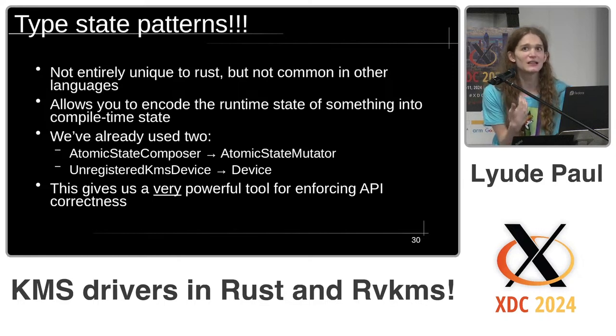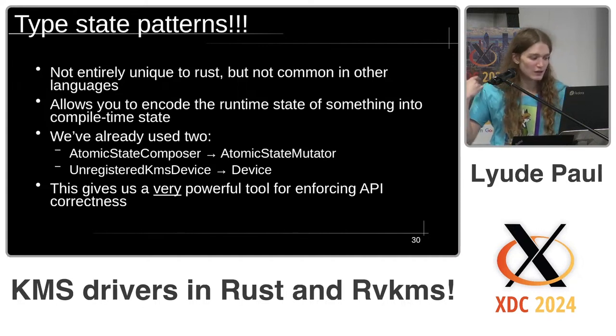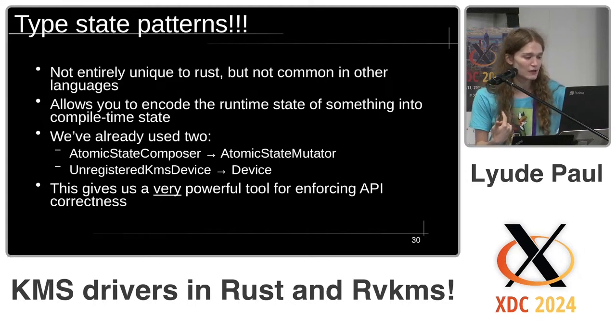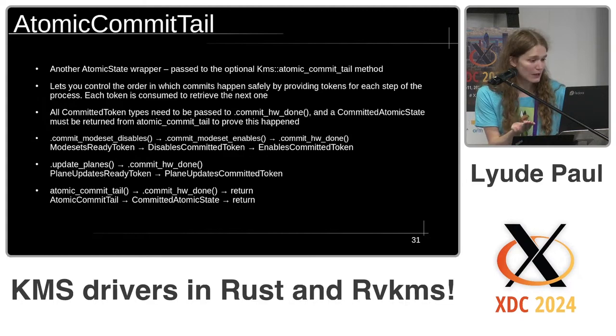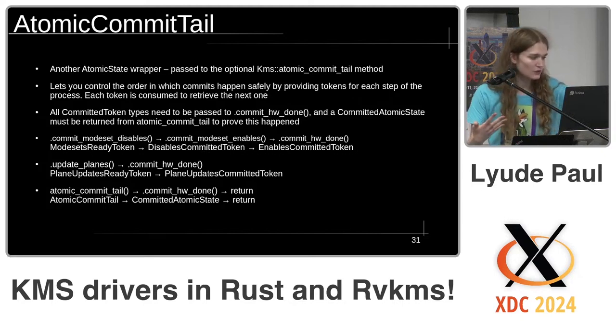And basically the idea is you're representing an object at every portion of its lifetime as a different type. This allows us to have a very powerful tool for actually enforcing API correctness, which sort of brings us back to the atomic commit tail. This is basically another atomic state wrapper like the atomic state mutator and atomic state composer, but it is one that you have to implement yourself if you want to override it. And it lets you control in which order commits happen.